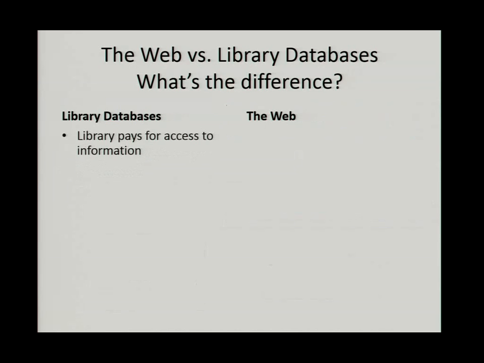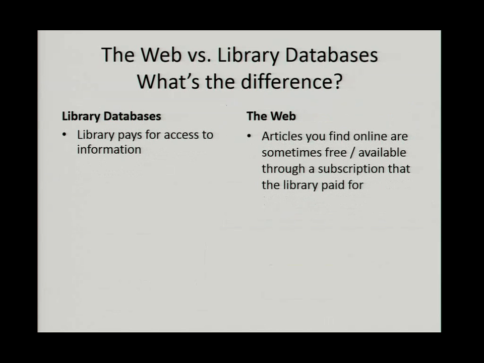Okay, so the library databases. One thing that they are is a gathering of articles that the library pays for. The library pays for all of our databases. We have a subscription. And on the internet, the articles that you find online are sometimes free, but they are also available through a subscription paid for by the library. And those are the articles that you get when it says you need to pay $30 for this article in order to access it. So in that case, you'd want to go back to the library databases to see if we actually had access to it. So that's one of the differences.